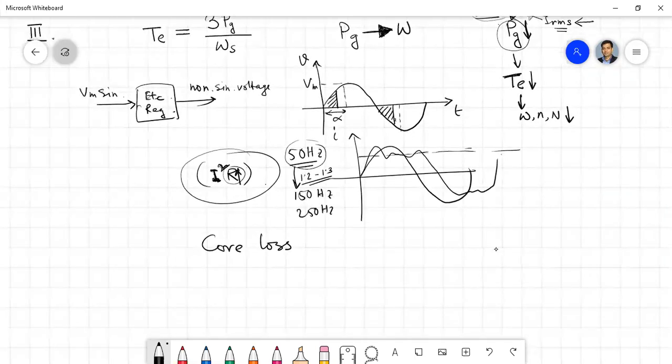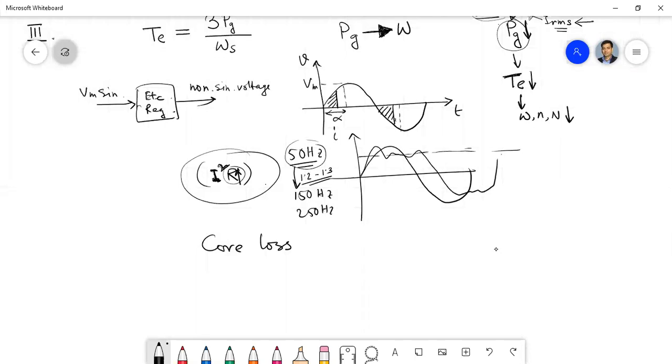Now, another important equipment which is used in distribution and transmission, that is the capacitors, capacitor banks rather, to improve the power factor. Okay, now capacitor basically consists of dielectric material, isn't it?